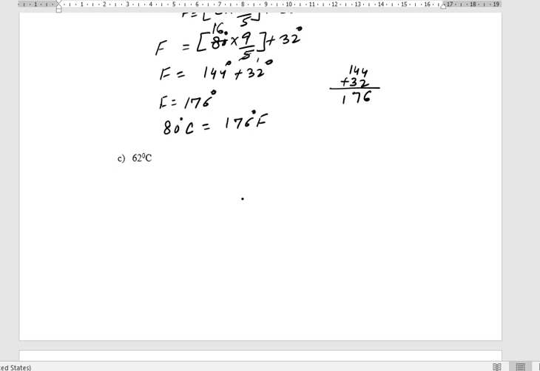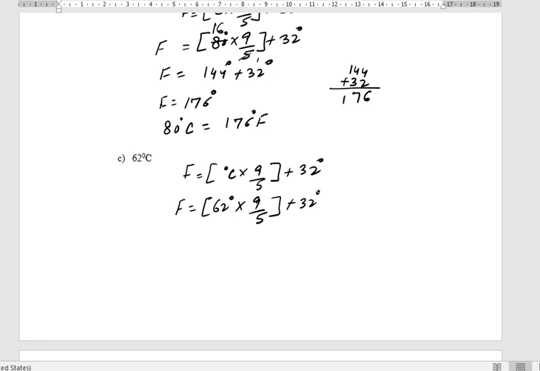Let's move to the third part. The third part is 62 degrees. So again write the formula F equals degree in Celsius into 9 upon 5 plus 32 degrees. So put the value of C here straight away. Now it is 62 degrees into 9 upon 5 plus 32 degrees. When you calculate this, it is going to come as 116 degrees plus 32. If you want, you can go with 62 into 9 first.